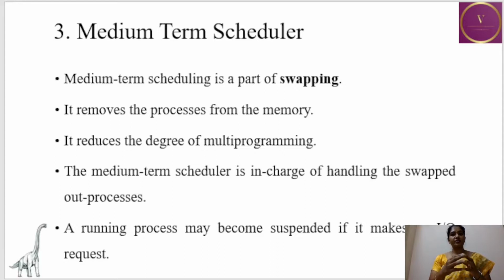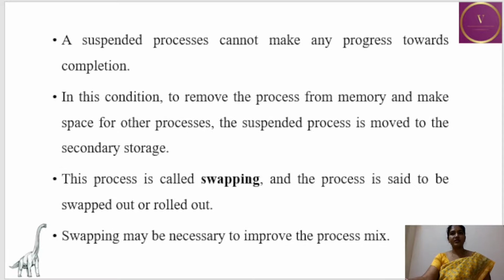The running process may become suspended if it makes an IO request. The suspended process cannot make any progress towards completion. So in this condition, it has to be removed. To remove the process from the memory and make space for other processes, the suspended process is moved to the secondary storage. This is what we call swapping, and the process is said to be swapped out or rolled out. Swapping may be necessary to improve the process mix.